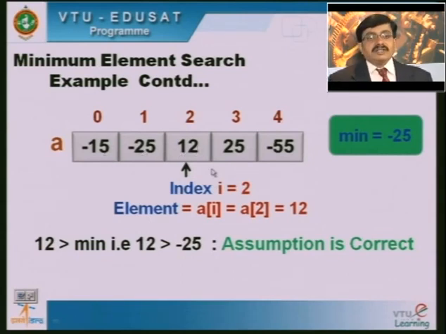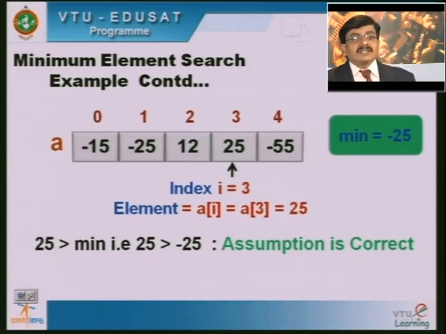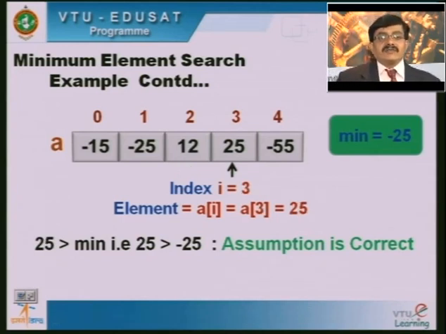Now, we should go for the next iteration. In the next iteration, we will go for the next element of the array, that is 25. When it is 25, we will see that 25 is again greater than the minimum element. So the assumed minimum value is correct. The assumption is correct here, so no need to update the minimum value.